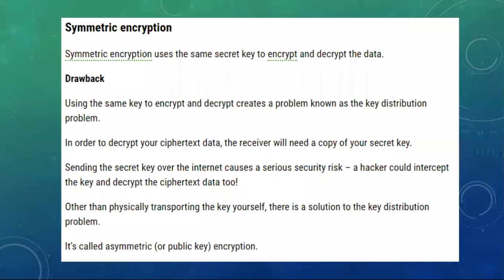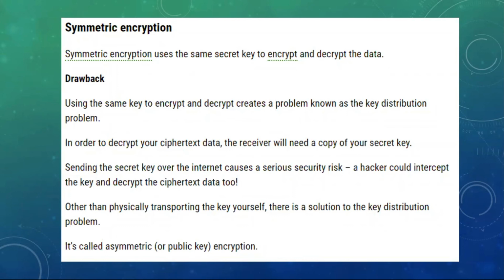Symmetric encryption uses the same secret key to encrypt and decrypt the data. There are certain drawbacks associated with it. Using the same key to encrypt and decrypt creates a problem known as key distribution. How do I distribute the key so that it is not shared among other users? Sending the secret key over the internet causes a serious security risk. A hacker could intercept the key and decrypt the ciphertext data too. Other than physically transporting the key yourself, there is a solution to the key distribution problem, and it's called asymmetric or public encryption.